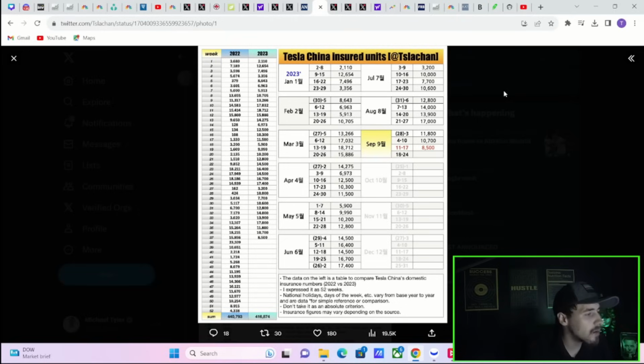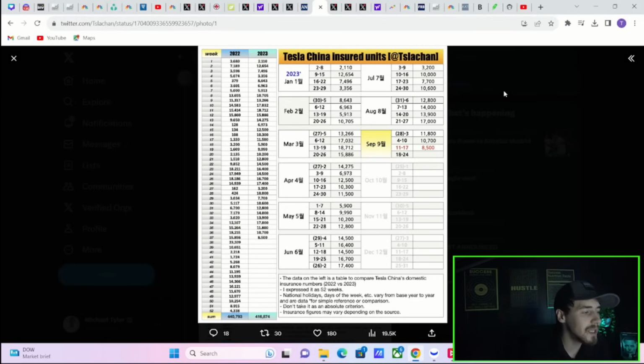So the first thing that we're going to cover is the China vehicle registration numbers. Now, this is seen as a disappointment to a lot of individuals. This is the lowest number that we have seen since the week of July 17th through the 23rd of July. The number came in at 8,500.